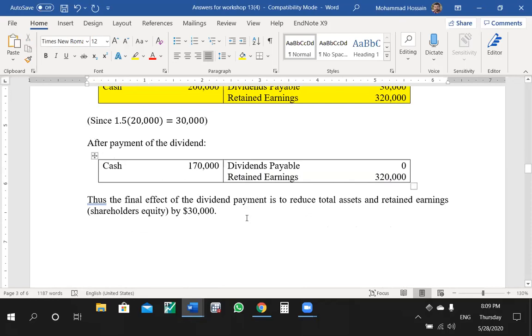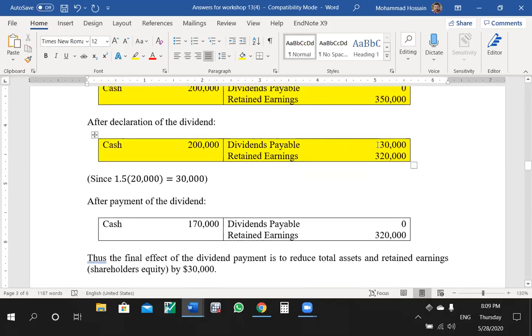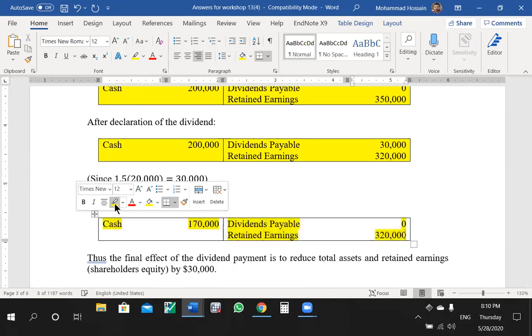And after the payment has been made, the dividend will be paid in full. It will become 0 now. Retained earnings will be 320. This amount will be paid by whom? By the cash. So cash is reduced by 30,000. Dividend payable is finished because they paid it off. That's it.